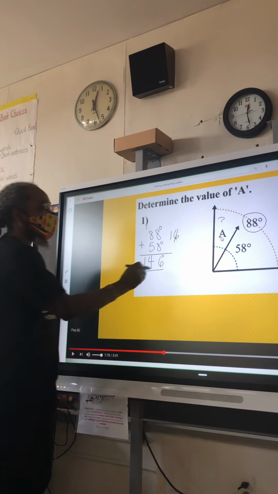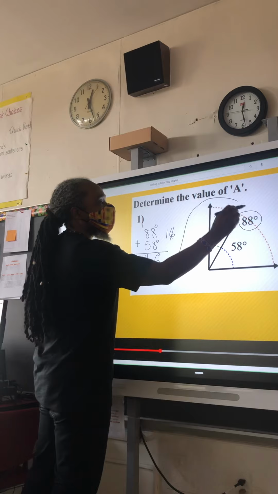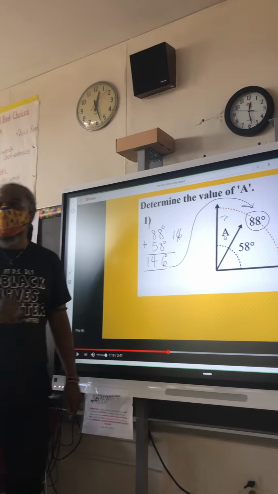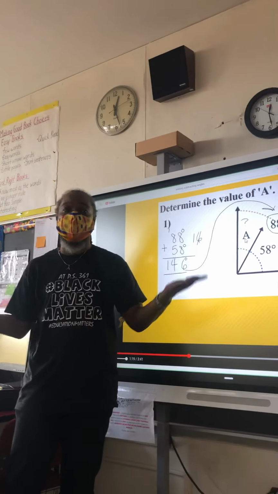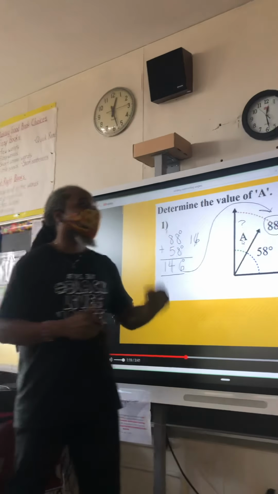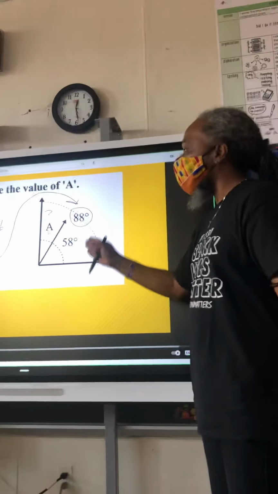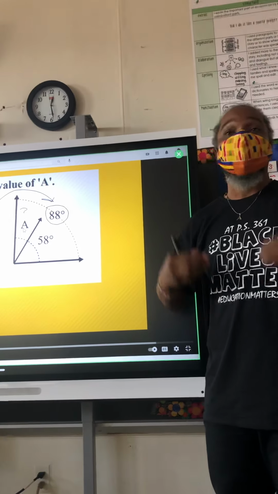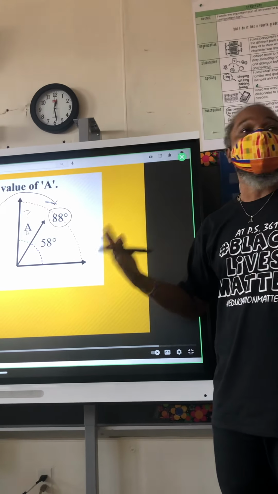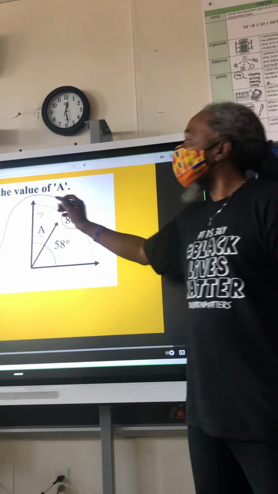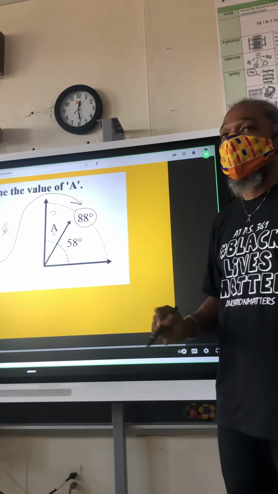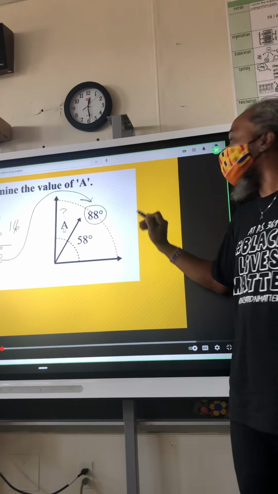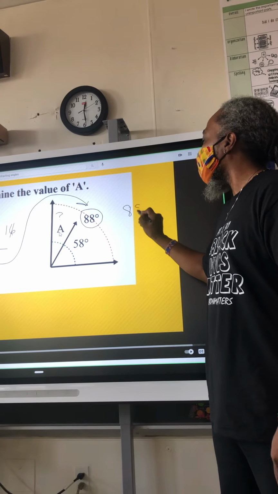But when I look, I see, well, that's definitely larger than 88. So I think about what other strategy can I try? So let's move over here. And we try the opposite of addition, which would be subtraction. Remember, the goal is to find the missing number, right? Or the missing angle. So when you're subtracting, you want to start with the larger number on the top. 88 degrees.